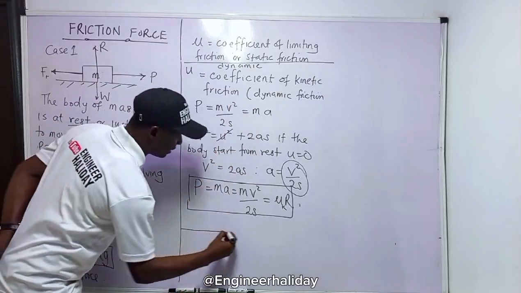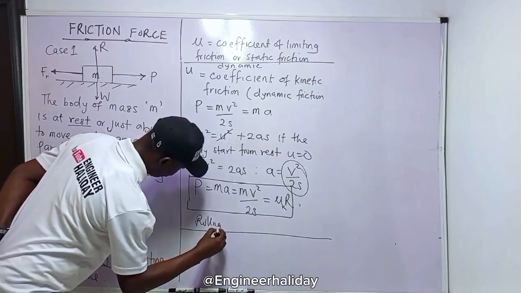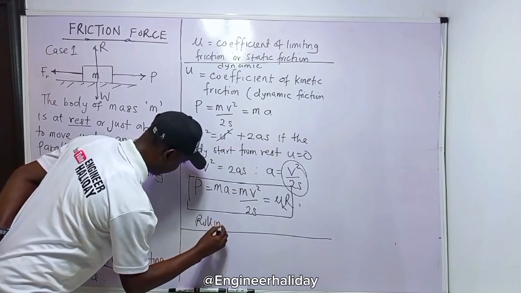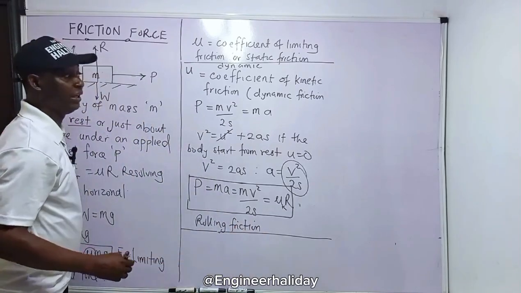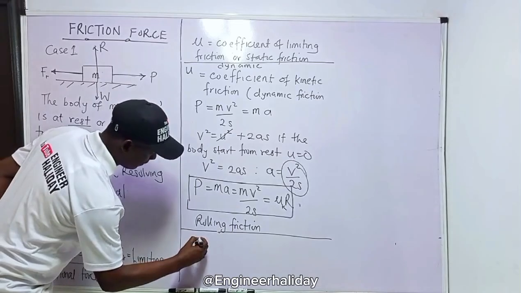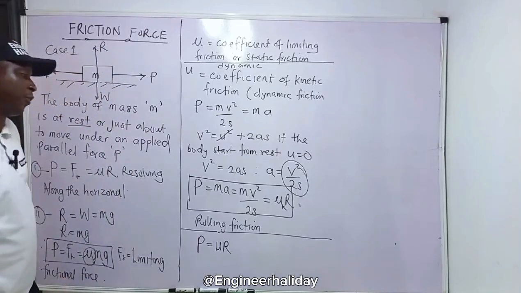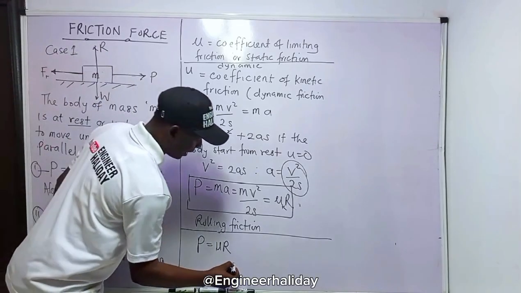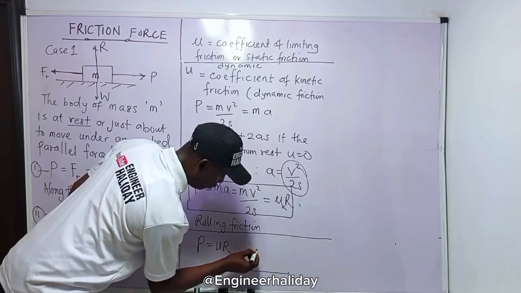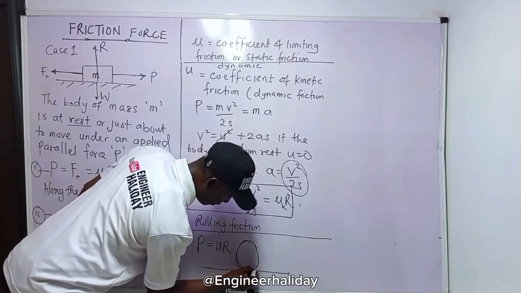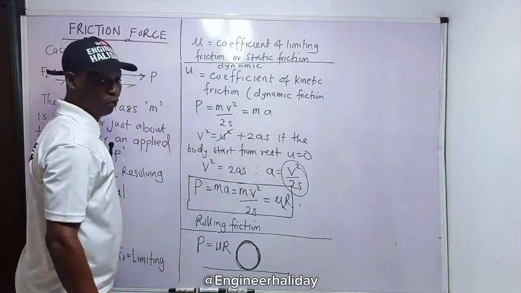So what about if you now want to do it for rolling friction? For rolling friction, what I want to have now is P will now be equal to still mu r. If you assume rolling friction now for P, that is to say the force applied is on a rolling object.